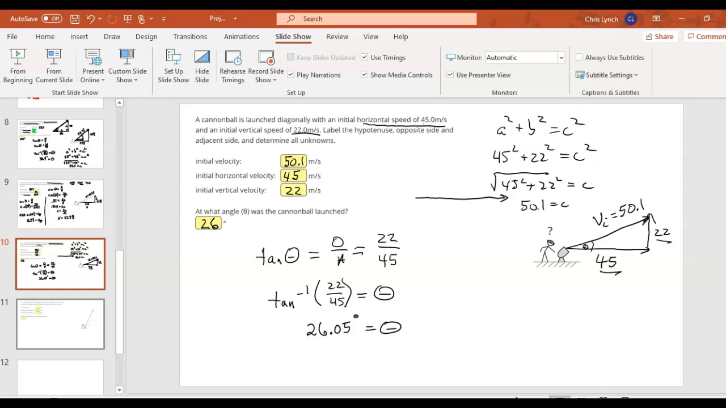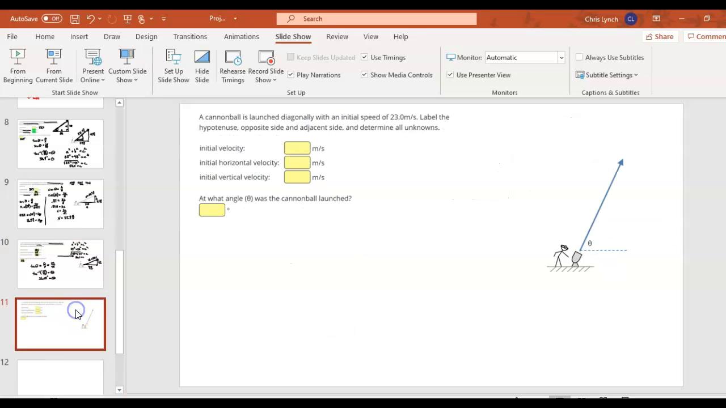All right, and last but not least, a cannonball is launched with an initial speed of 23 meters per second. So that's the vector here, our initial velocity, 23 meters per second, and determine everything else. Well, this is obviously the adjacent side, and this would be the opposite side, the vertical velocity.